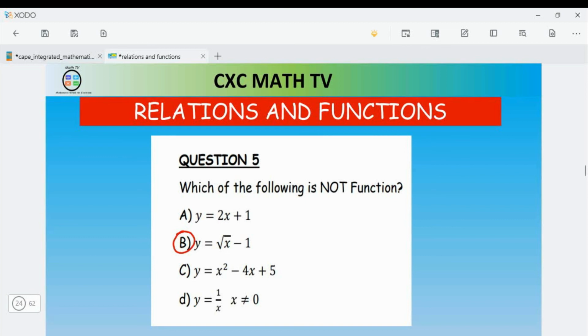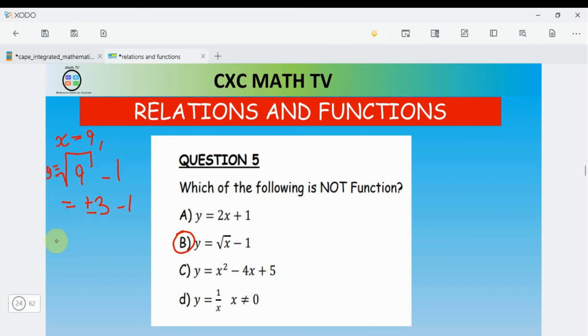Now, how do we know it's option B? When you square root a number, for example, when you square root 9, let's say x is 9, you get two answers. Let's write it out. When x is equal to 9, then y would be the square root of 9 minus 1. That would be giving us plus or minus 3. When you square root a number, you get plus or minus.